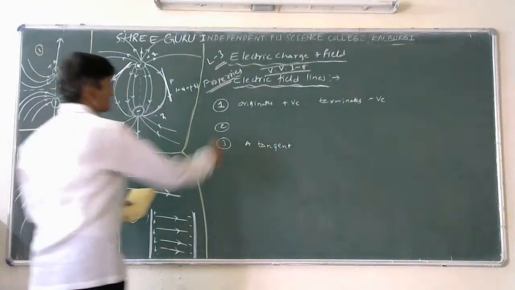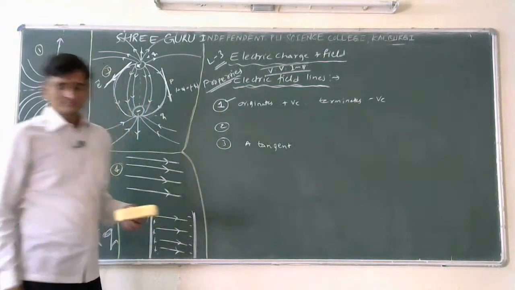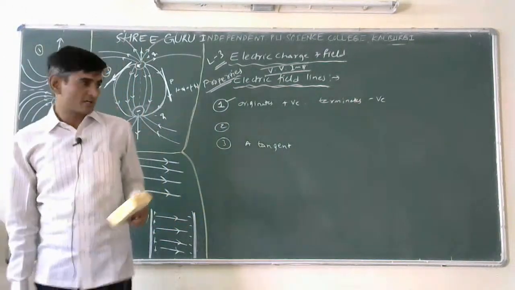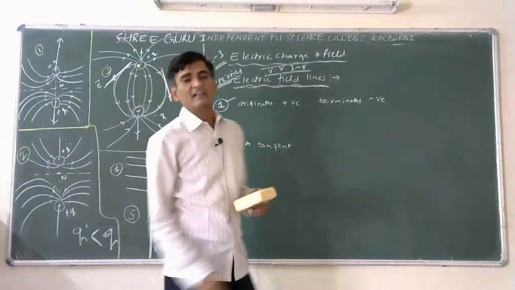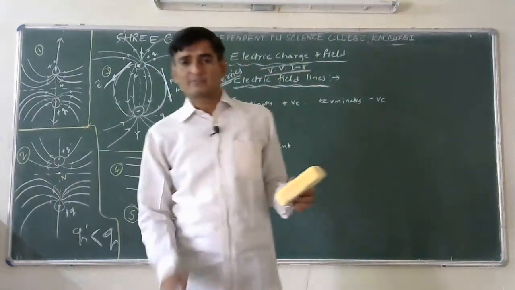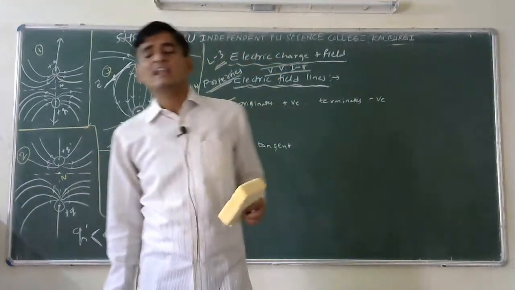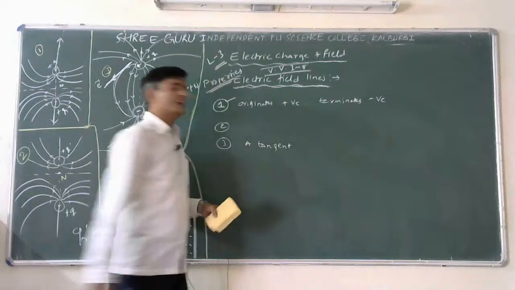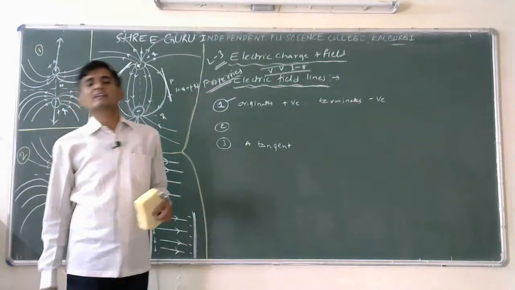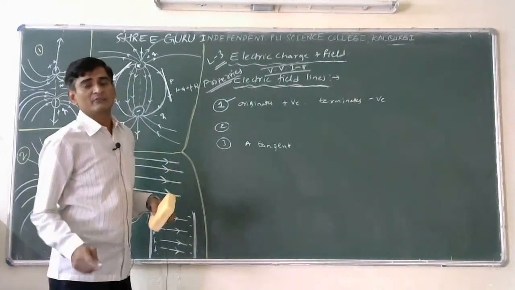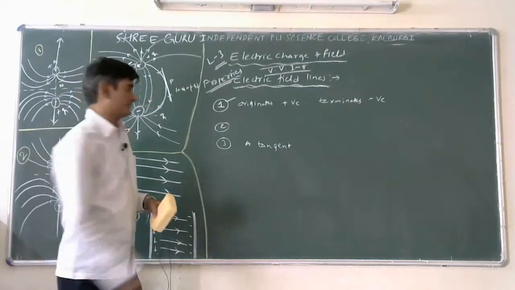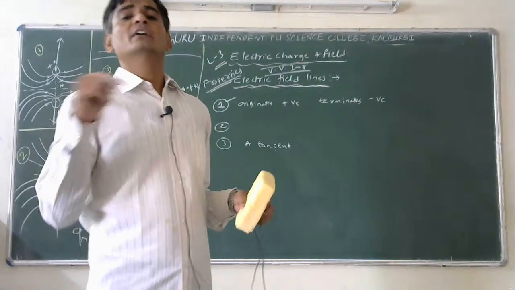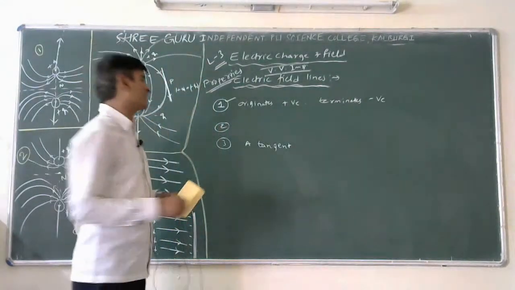Okay. First point, what is the first property? Electric field lines start from the positive charge and terminate on the negative charge. Second point, electric field lines are imaginary lines, but they are used to represent electric field intensity, which is not imaginary, that is real. And third, a tangent drawn to the electric field lines gives the direction of the electric field intensity at that point.